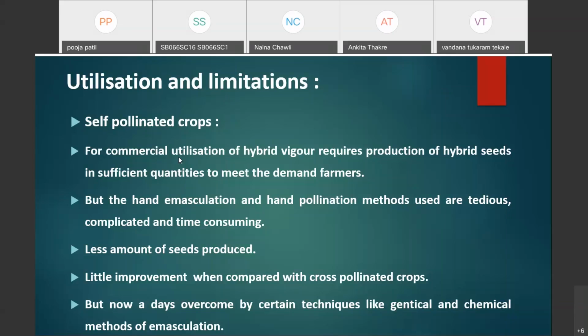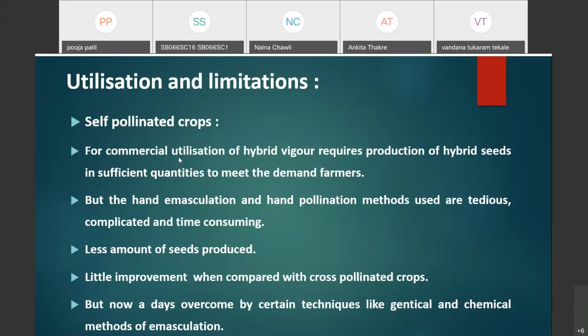But the methods which are used in self pollinated crops, like hand emasculation and hand pollination, are tedious, complicated, time consuming, and by using this method only a small amount of seed is produced. That's why, when self pollinated crops are compared with cross pollinated crops, little improvement is achieved in self pollinated crops while using heterosis and hybrid vigor.